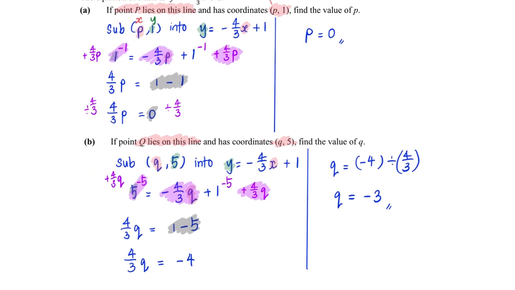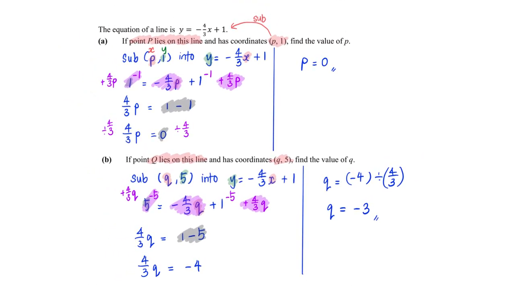So the learning point is that when the question tells us that a point is on the line, we just need to substitute the point, meaning the x and y coordinate, into the equation to find the unknown.